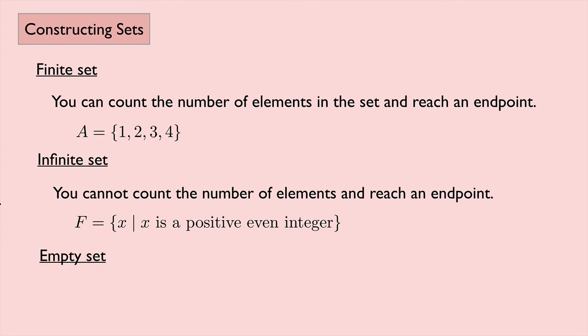Finally, we have something called the empty set, and that's just the set with no elements. And there's special notation for this. It looks like a circle with a line through it. That means the empty set, the set that has nothing in it.